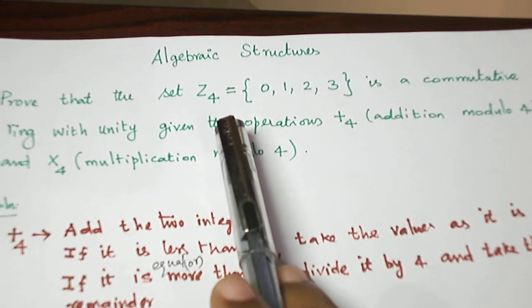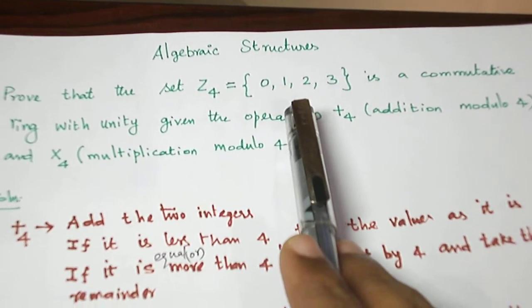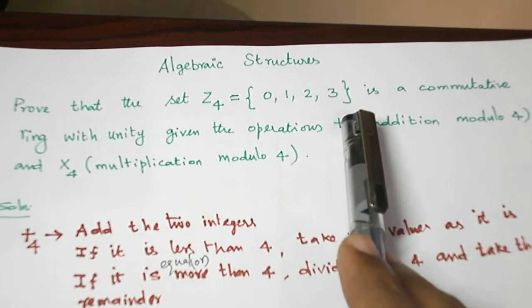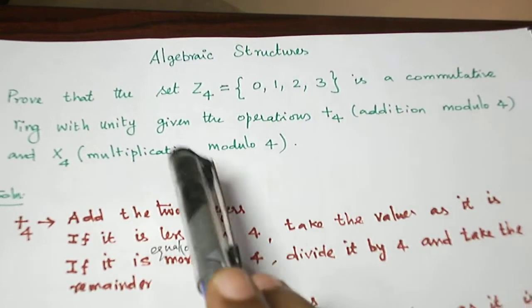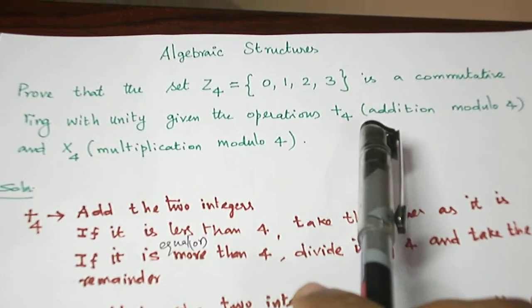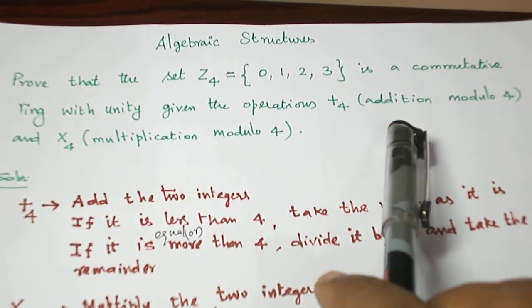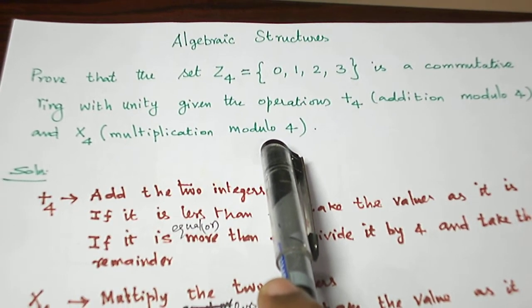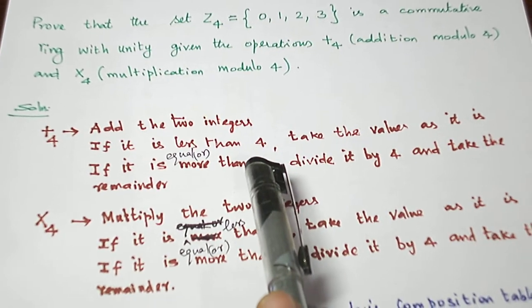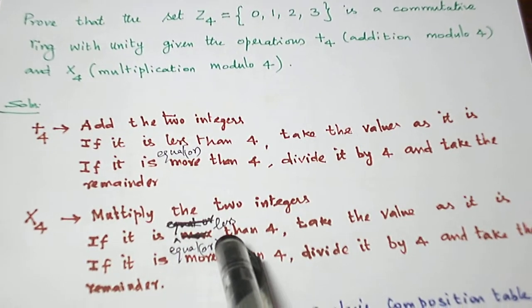The set given to us is Z4, the set of integers 0, 1, 2, 3. And we are asked to prove it is a commutative ring with unity with respect to the two operations. One is addition modulo 4 and the other is multiplication modulo 4. First of all, let us see what addition modulo 4 and multiplication modulo 4 are.